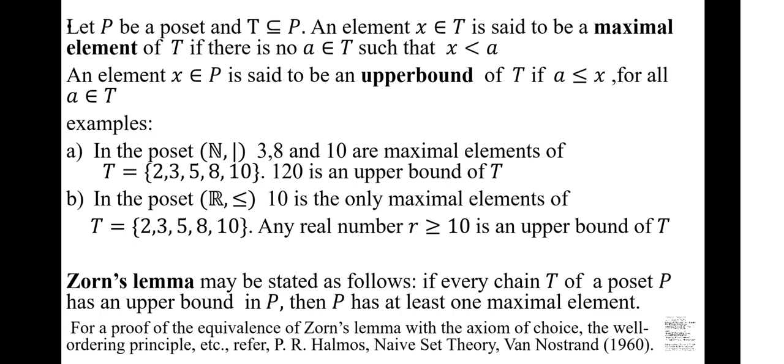You see that to be an upper bound, this number should be divisible by all the numbers given in the set T. So 120 is an upper bound. You can come up with any other multiple of 120 which will also give an upper bound of T.